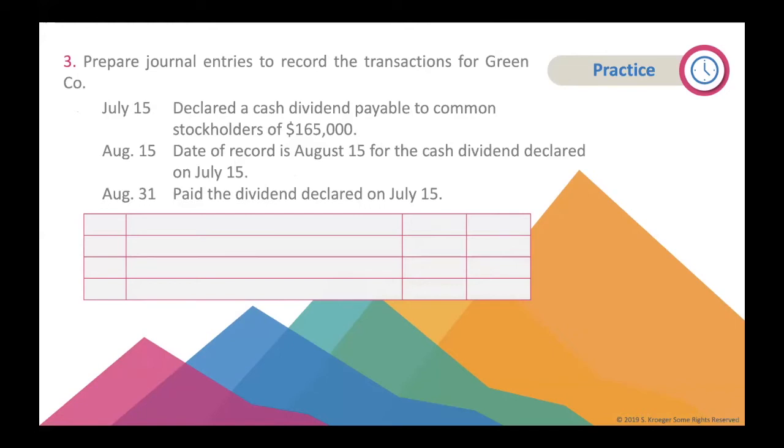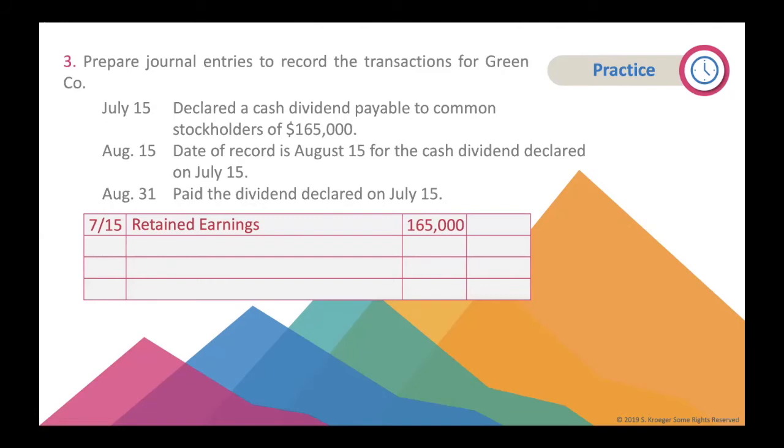July 15th is the declaration date. You just need to follow the journal entries exactly as I explained in the prior slide. Input the date first, which is July 15th. Do you remember what the debit is? It is retained earnings. How much in dividends are being paid out? This is easy because there's only one number given out in the problem. It is $165,000. What is the credit?